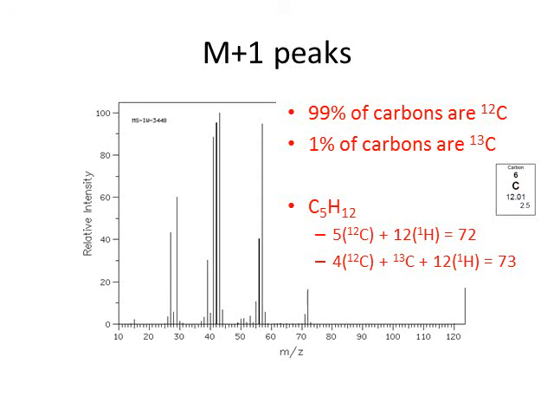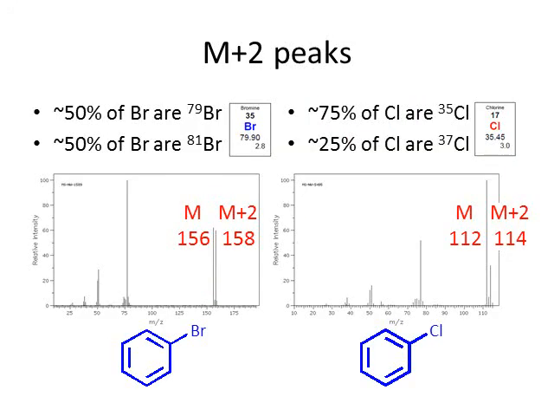With high-resolution mass spec, you can actually quantify the relative sizes of these, and that can be very useful. But for our purposes, we're just going to recognize that that little tiny blip represents the presence of some molecules with carbon-13. But there are a couple of other elements that have important isotopes in the mass spec.